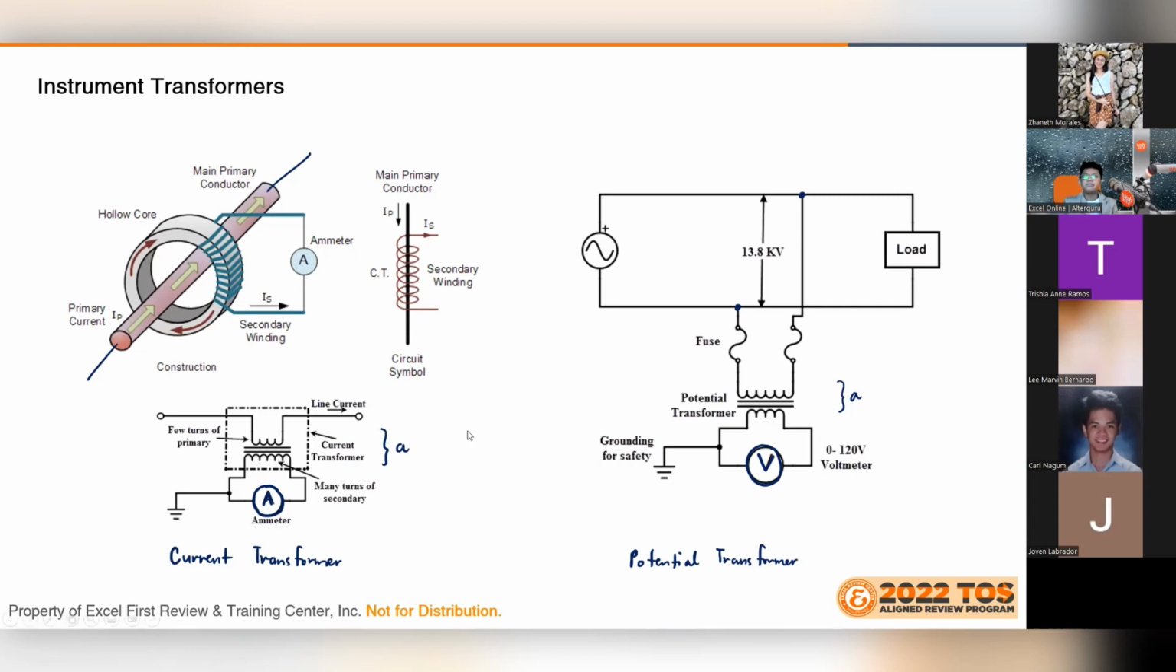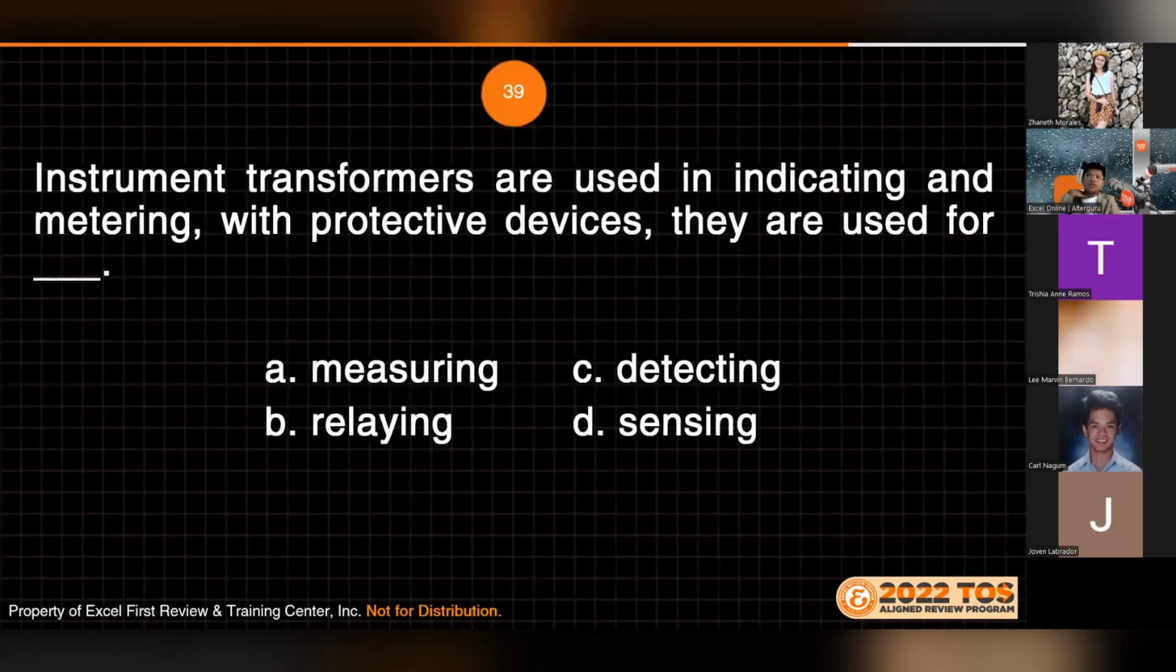So let's proceed here. In measuring transformers, instrument transformers are used in indicating and metering. With protective devices, they are used for, tandaan yung word na to with protective devices ng mga instrument transformers, aside from indicating and metering, they are used for relaying. Okay, so pag protective devices na, it is now related to the relaying na yon. No? So, ganun ang setup niya. Okay, so that's for number 39.